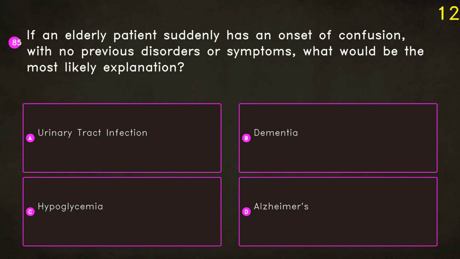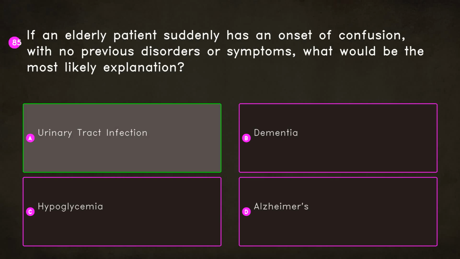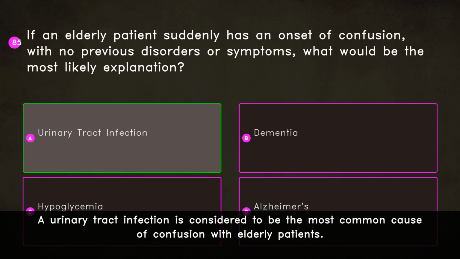Question 85. If an elderly patient suddenly has an onset of confusion, with no previous disorders or symptoms, what would be the most likely explanation? A. Urinary tract infection, B. Dementia, C. Hypoglycemia, D. Alzheimer's. The correct answer is urinary tract infection. A urinary tract infection is considered to be the most common cause of confusion with elderly patients.